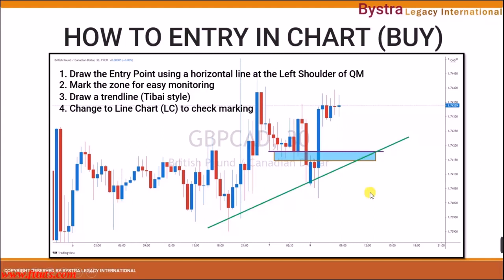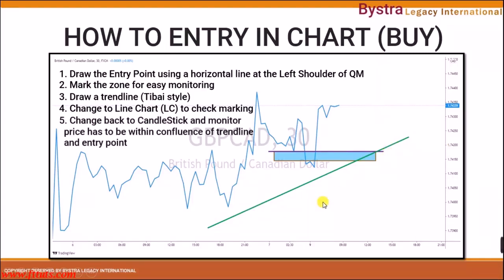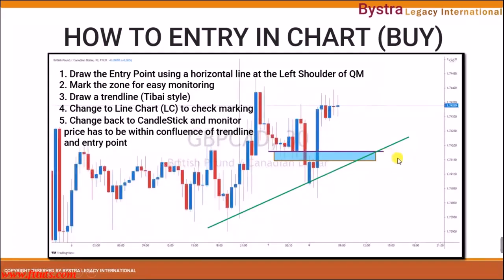Then the fourth one, we change to line chart. Here we go, so our marking is correct. This is the low, high, lower low. Now we anticipate that price will come back within this confluence area and not beyond this trend line area here or any further. So fifth, we change back to candlestick and monitor the price. Like I said earlier, we have to monitor that the price is within the confluence of the trend line and the entry point.